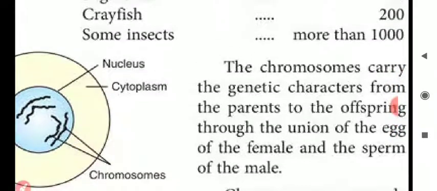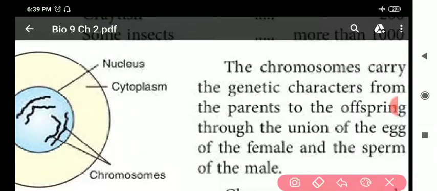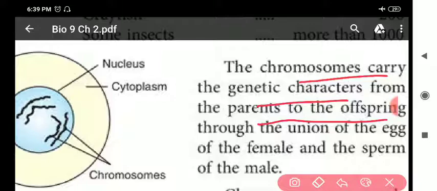Next, my dear students, just see this one. The chromosomes carry genetic characters. Chromosomes carry genetic characters from parents to their offspring through the union of the egg, meaning female, and the sperm of the male. Clear, my dear students. You see that many characters of our body look like our parents. Those characters are transmitted by the help of chromosomes.